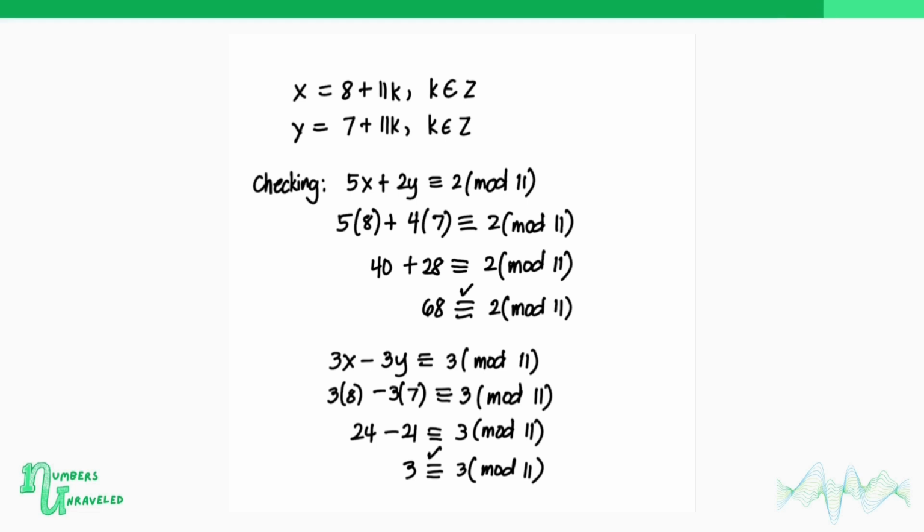And since it is a congruence, it is congruent if the modulus divides A minus B. And here, the value of A was 3, and B was also 3. And 3 minus 3 is 0, and 11 divides 0.